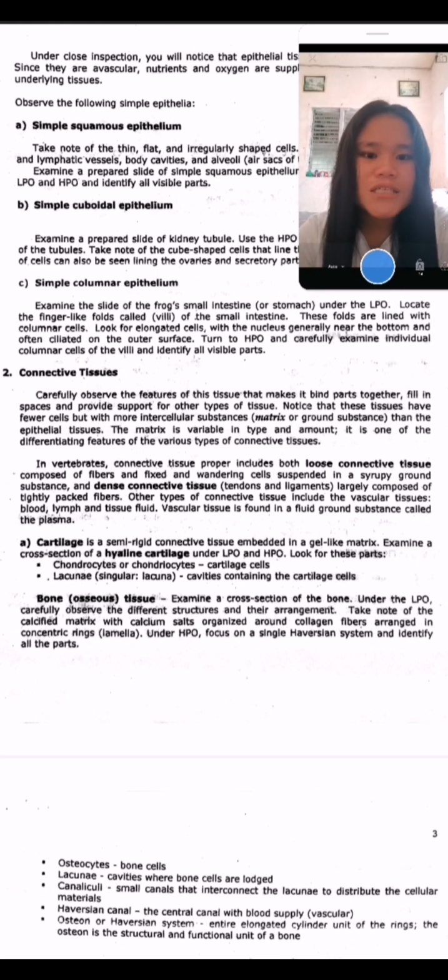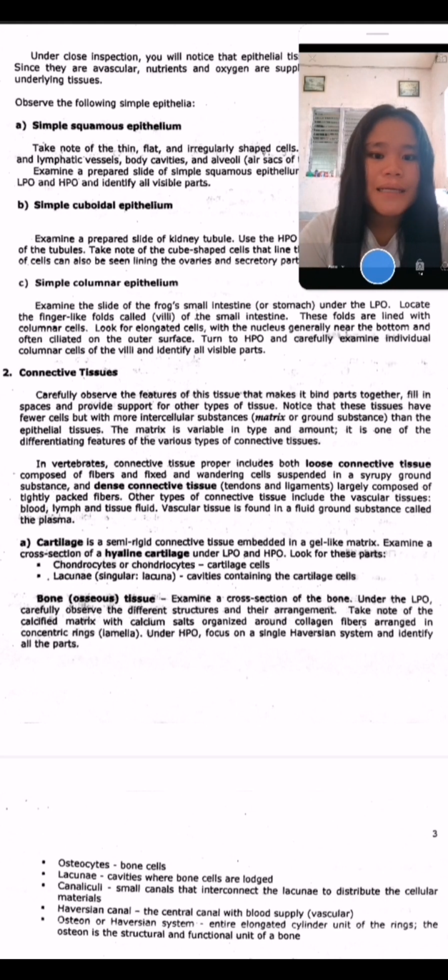So look for these parts. Chondrocytes or cartilage cells. And the second is lacunae, cavities containing the cartilage cells.